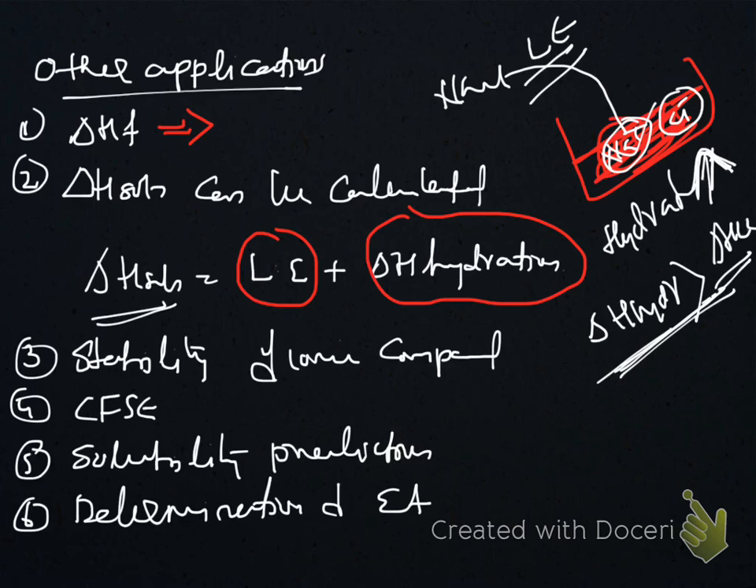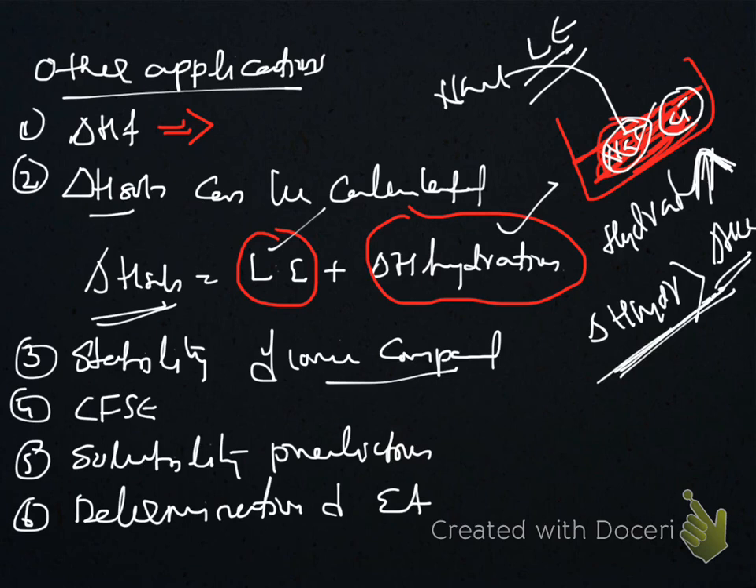So delta H solution can be calculated if we know delta H hydration and lattice energy. Another one, stability of ionic compound can be calculated. Higher the lattice energy, higher will be the stability. CFSE calculation is another application.